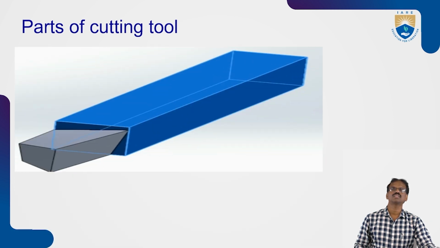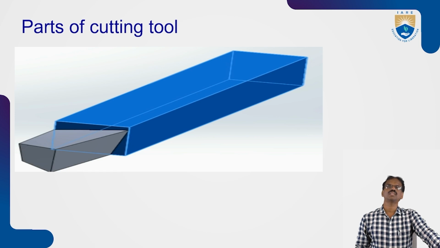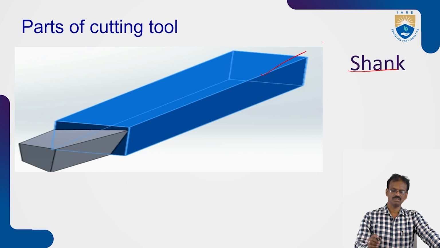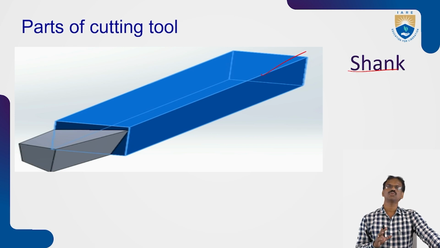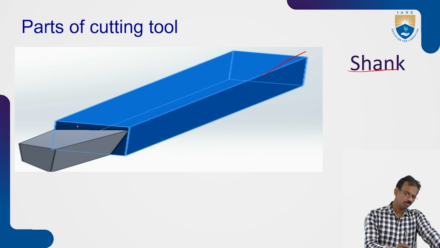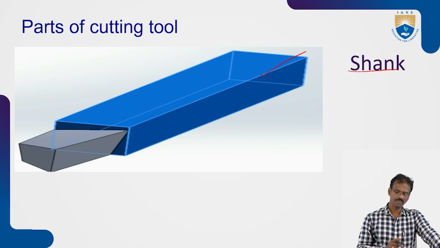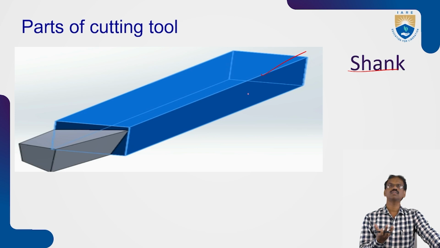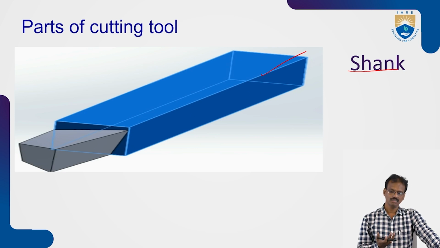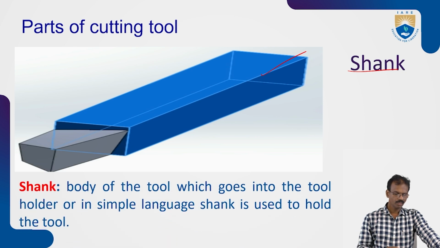This is just like a block diagram of a single point cutting tool. This one is nothing but the shank. You can see the name of this portion. The main purpose of the shank is to hold the cutting tool in the tool post. This portion will be used to cut the material from the workpiece. The shank is nothing but the body of the tool.